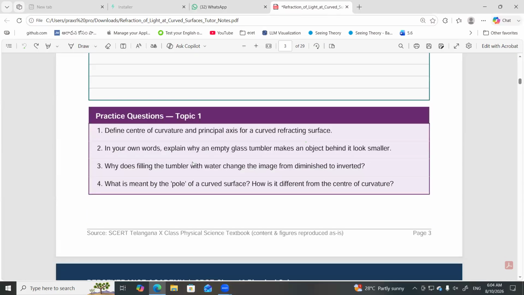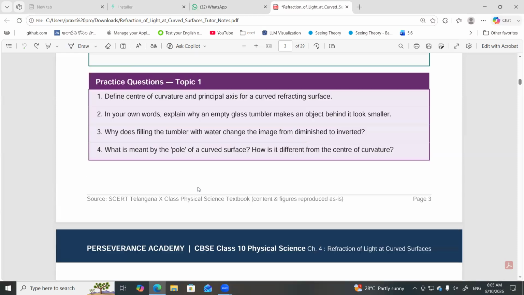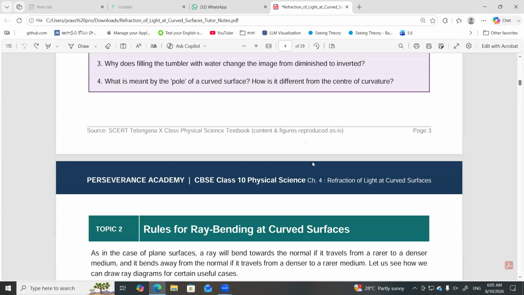Define center of curvature and principal axis of the curved surface that you know. Why does an empty glass make an object behind it look smaller? That answer you can find. What is meant by pole of a surface? How is it different from the center of curvature? Pole lies on the curved surface. Center of curvature always lies outside of the surface.